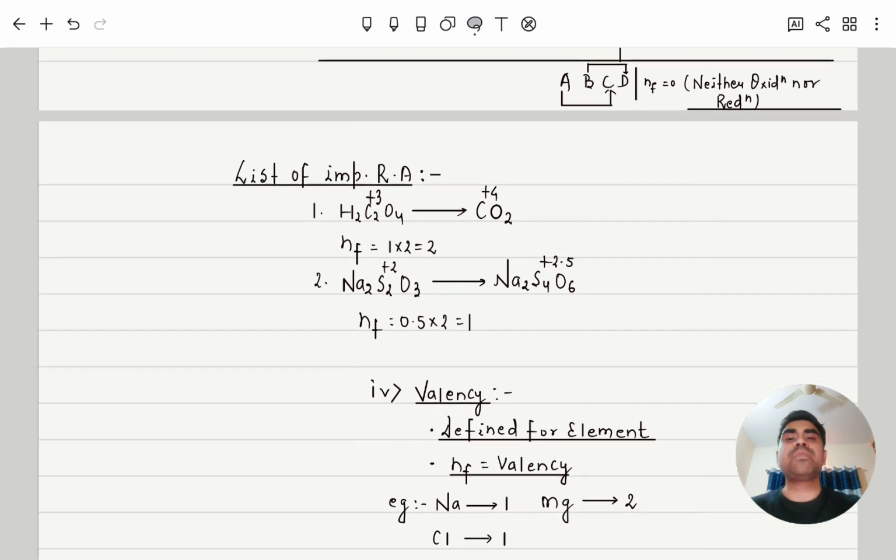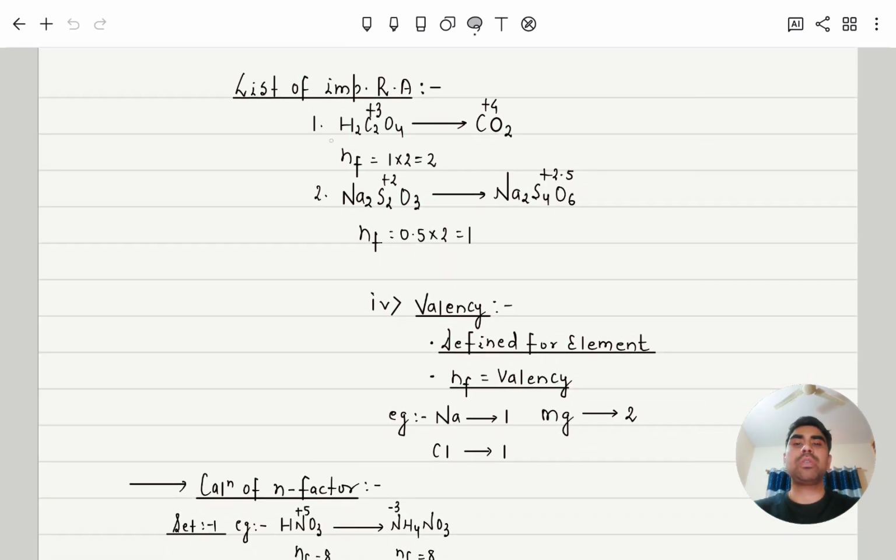Now here are some important reducing agents also, like oxalate, oxalic acid. Here in oxalic acid, carbon is +3 and will always go to +4, only one possibility there. So the change in oxidation number is 1 into atomicity 2. So n factor is 2.